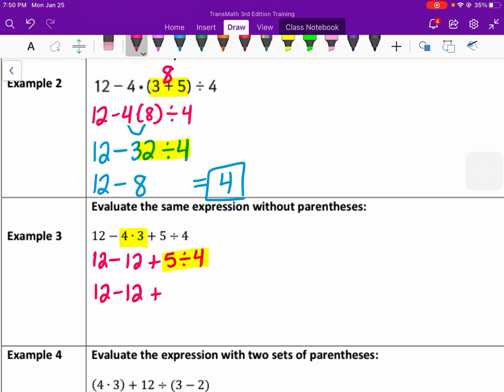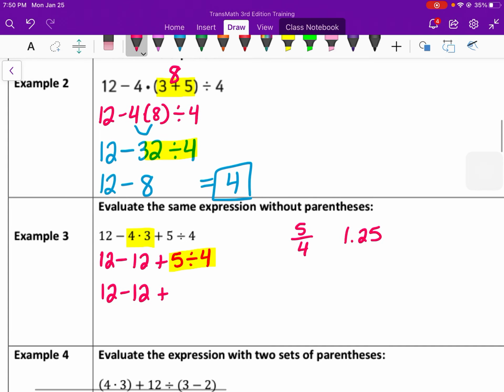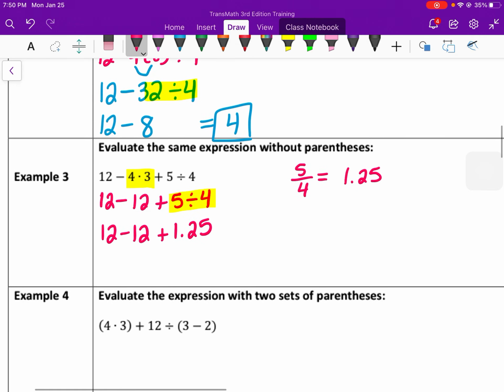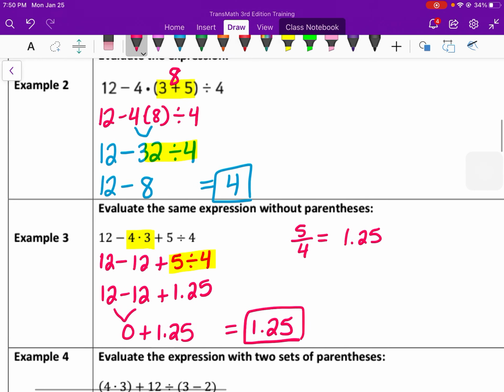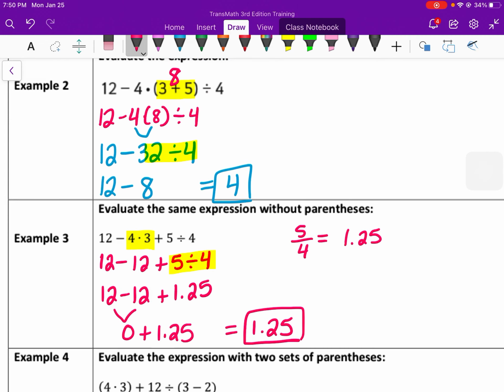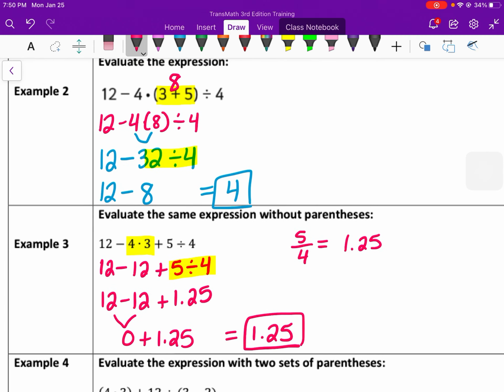So 5 divided by 4 is 1.25, or 1 1/4. And then you evaluate from left to right because we have addition and subtraction left. So 12 minus 12 would be 0, plus 1.25. Your answer would be 1.25. So without the parentheses, it gives us a completely different answer. So with the parentheses, it is telling us we want to evaluate this 3 plus 5 before we do anything else.